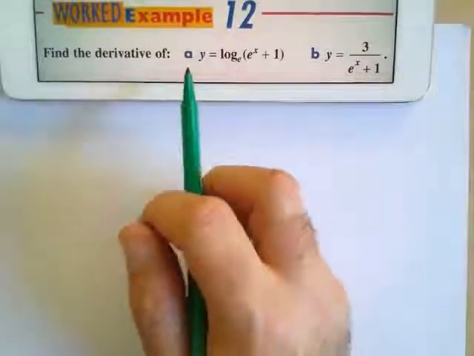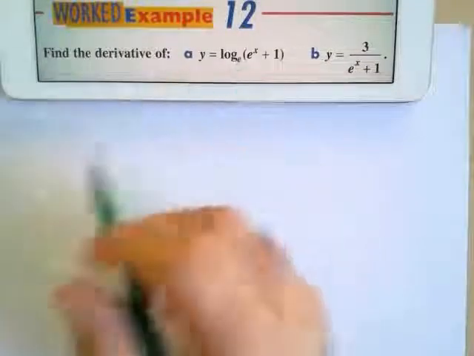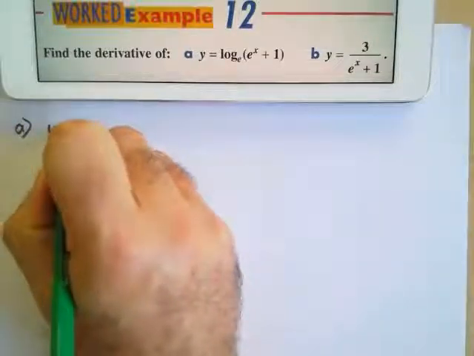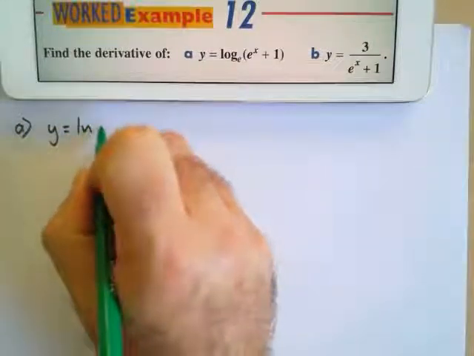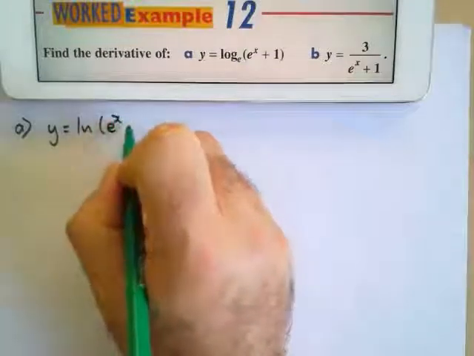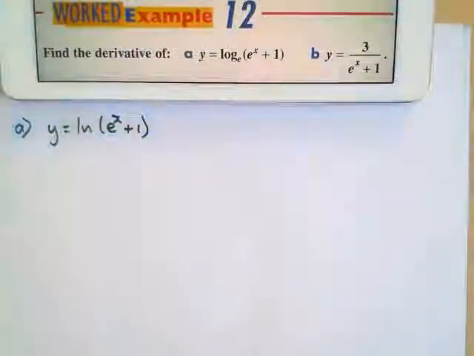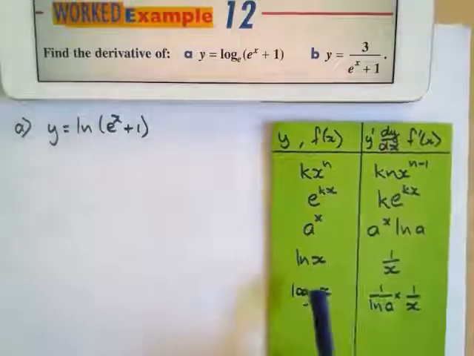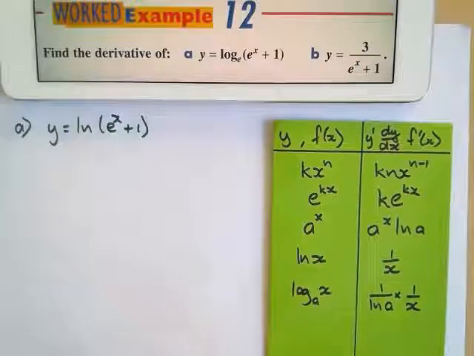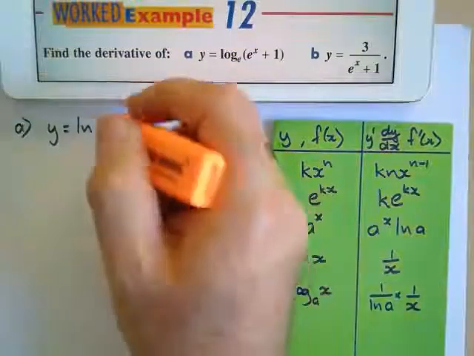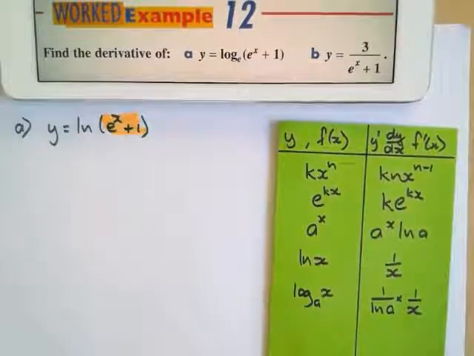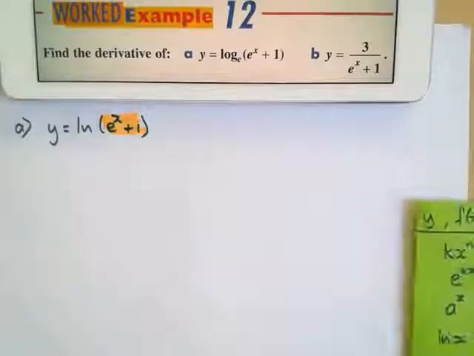Find the derivative of y equals ln e. So A is y equals the ln of e^x plus 1. First thing that we have to realize is what we are working with. We have the ln of something, and the ln of something means that we are going to use the chain rule, but we're not going to write out the chain rule.